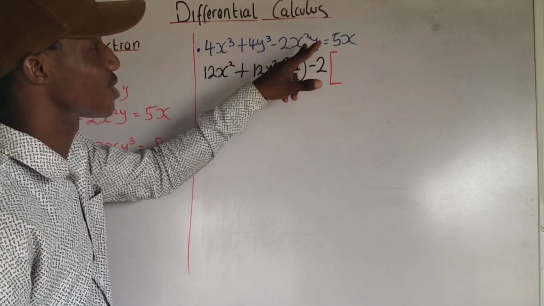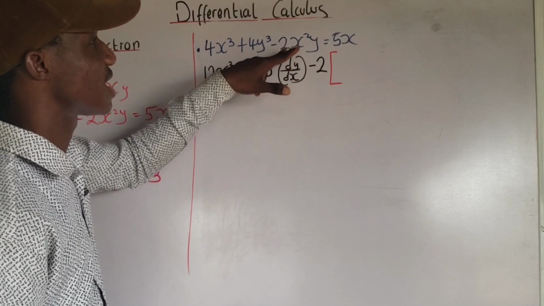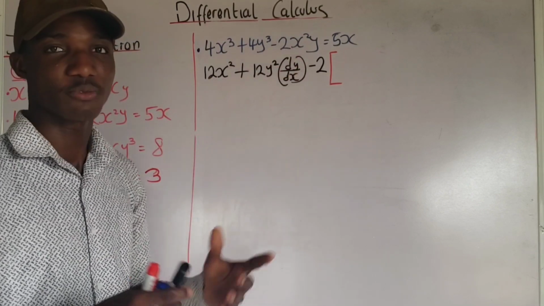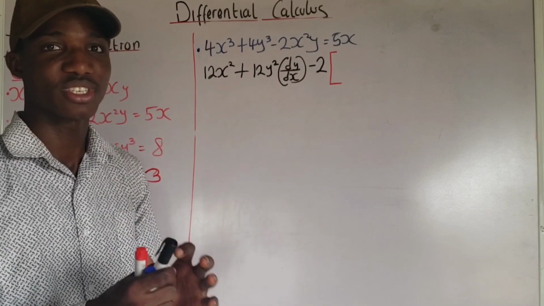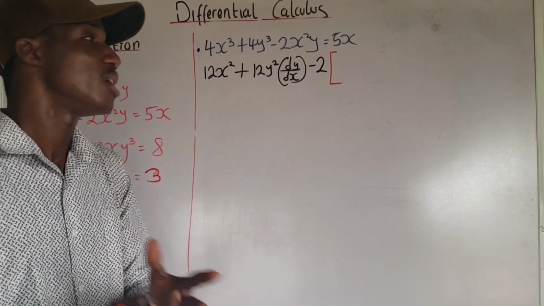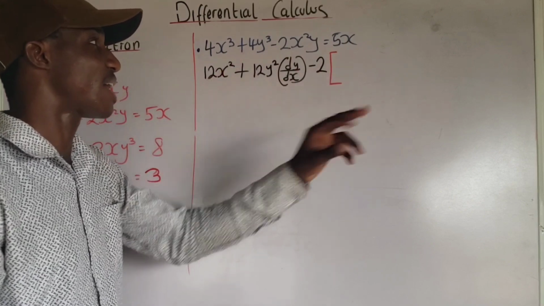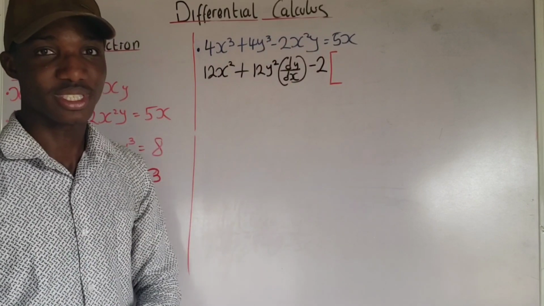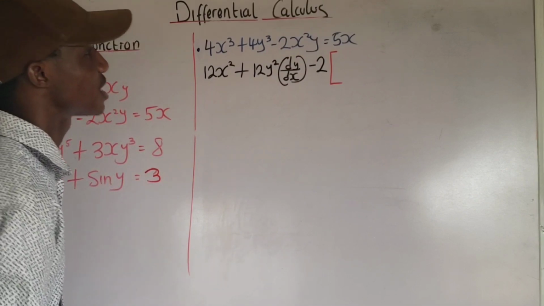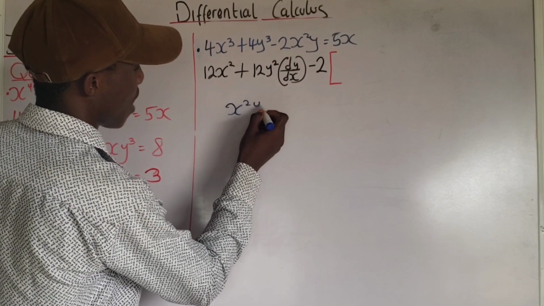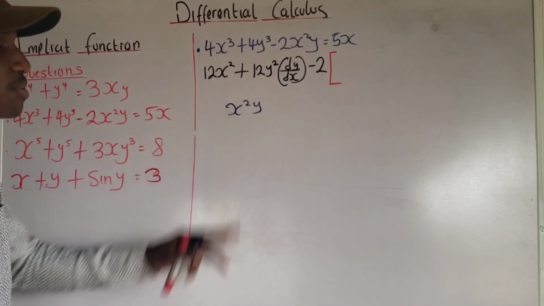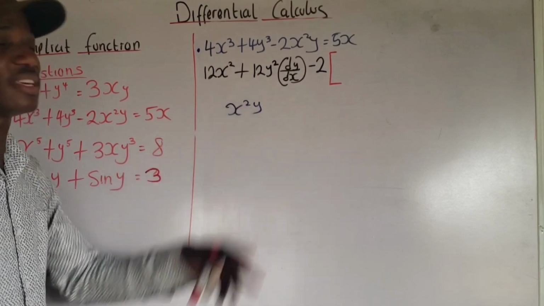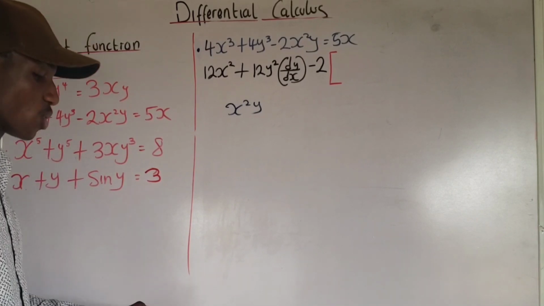Now, we move to the third term in this implicit function, which is negative 2x²y. I'm told to differentiate negative 2x²y. To make it simple, I take this negative 2 and open the bracket. By the time I take the derivative of x²y, I'm going to put the derivative inside. So, let us bring out x²y. We are still going to make use of the product rule to differentiate x²y, because x² is multiplying y.